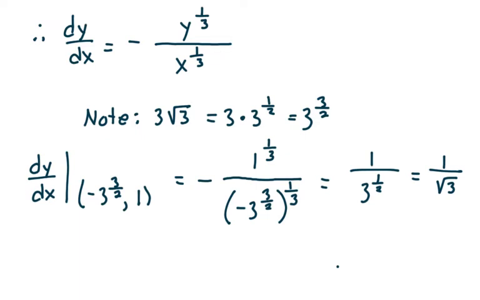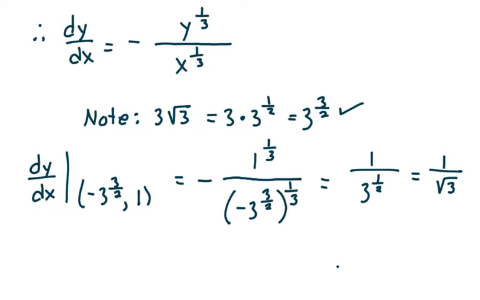Now, 3 root 3, by the way, is equal to 3 times 3 to the 1/2, which is equal to 3 to the 3/2. So I'm going to need that. I'm going to evaluate dy/dx at the point negative 3 to the 3/2, 1. So basically, I just rewrote negative 3 root 3.